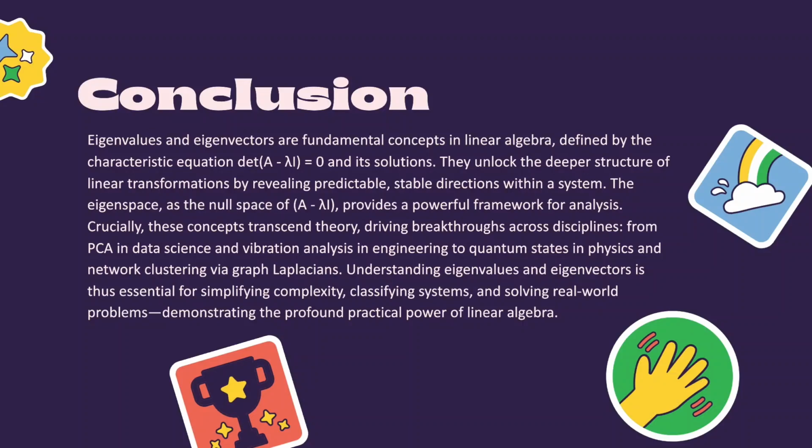Conclusion: eigenvalues and eigenvectors are fundamental concepts in linear algebra, defined by the characteristic equation det(A minus lambda I) equals 0 and its solutions. They unlock the deeper structure of linear transformations by revealing predictable, stable directions within a system. The eigenspace, as the null space of A minus lambda I, provides a powerful framework for analysis.